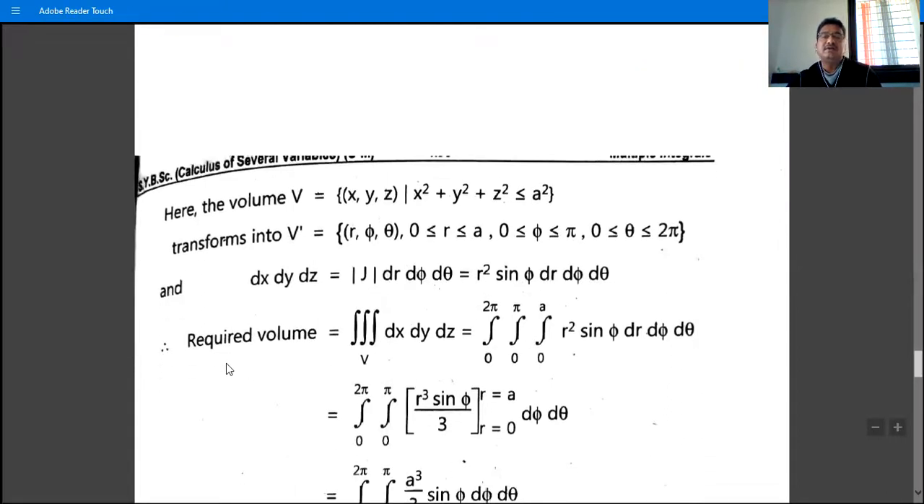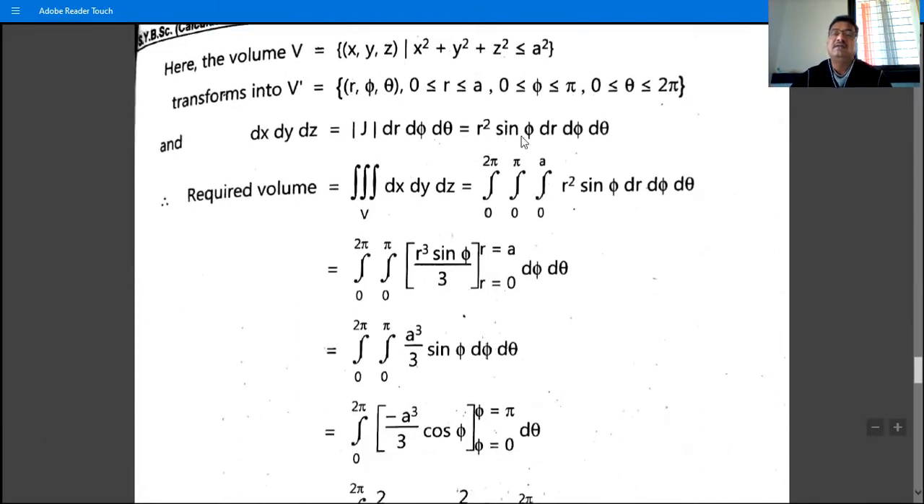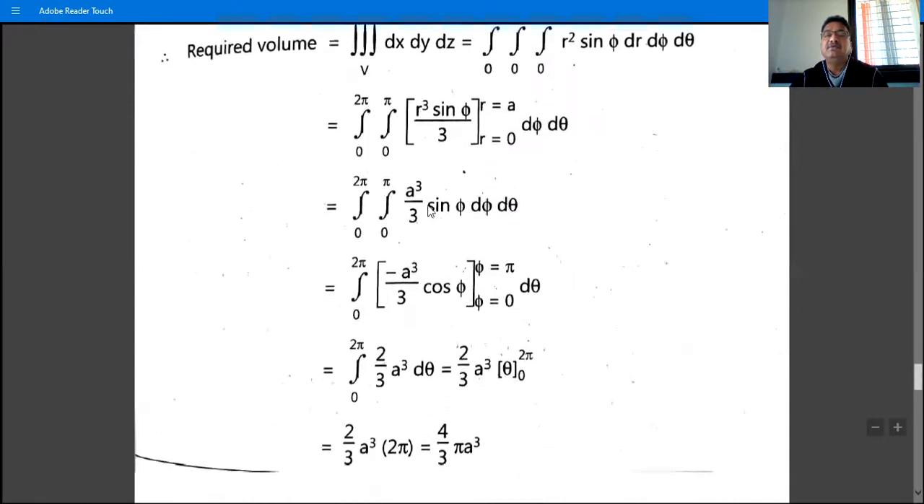The required volume is equal to the triple integration over R of dx dy dz. Actually this is the volume of the sphere, but now we find it using spherical polar coordinates. That's why the limits are 0 to a, 0 to pi, 0 to 2 pi for r, phi and theta. dx dy dz is replaced by r square sin phi dr d phi d theta. First integrate with respect to r: we have r cube by 3, with r running from 0 to a.